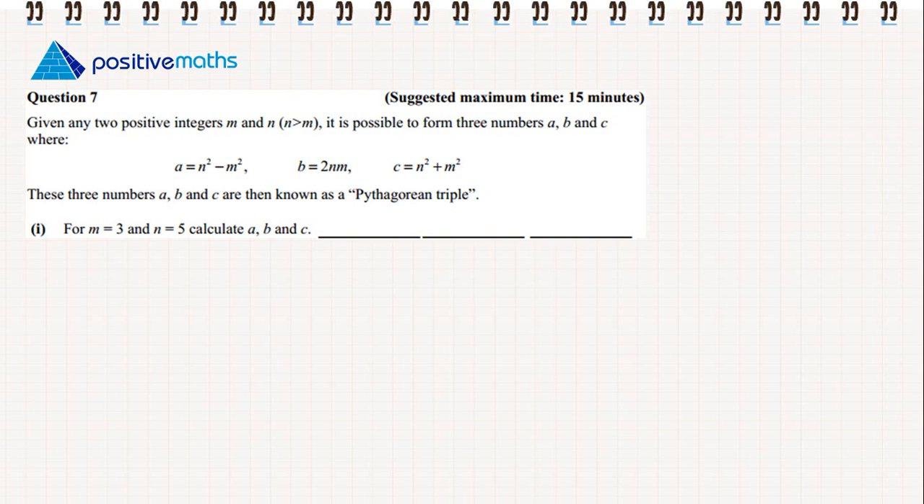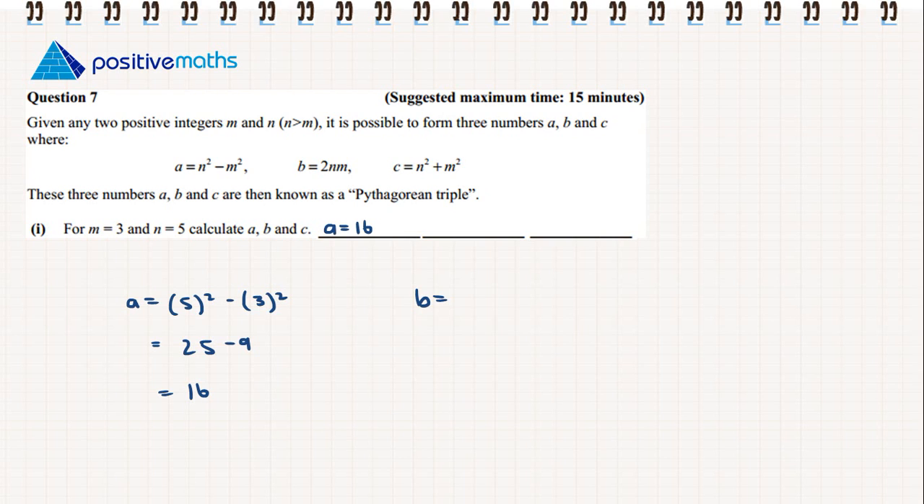So part 1. For m equal to 3 and n equal to 5, calculate a, b, and c. So a is going to be equal to 5 squared minus 3 squared. So that's 25 minus 9, so 16.